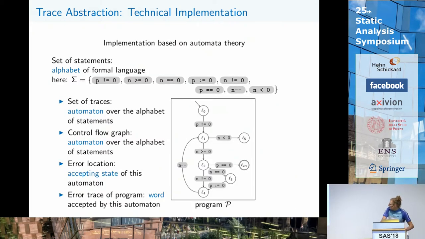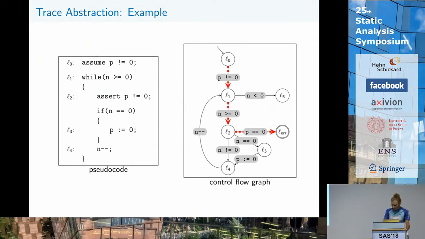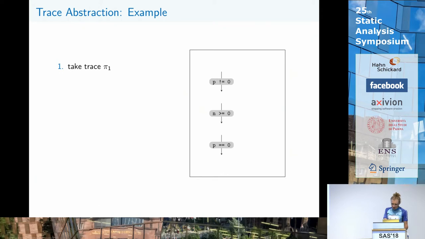Okay, now I want to show you how we verify a program using trace abstraction on an example. I'll show you this on this example. We have already seen an example for an error trace, and our algorithm first picks such an error trace. And I want to emphasize this is a purely automata theoretic operation. So we do not have to consider the semantics of the program statements. We just check how we can reach the error location in this graph.